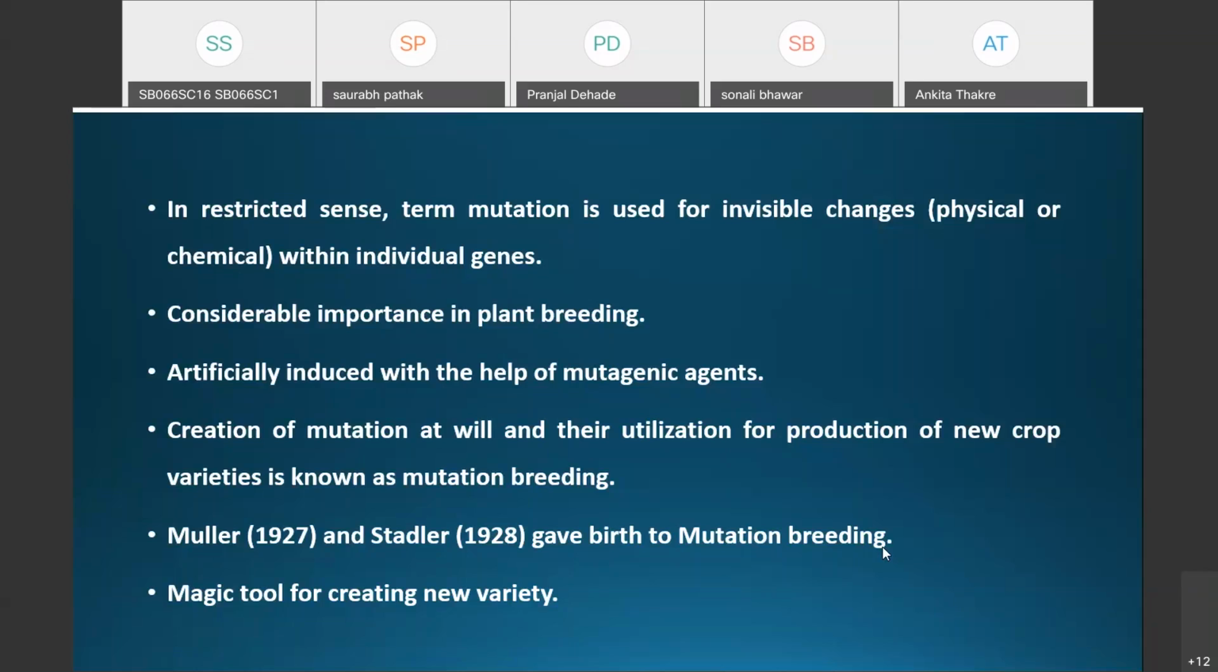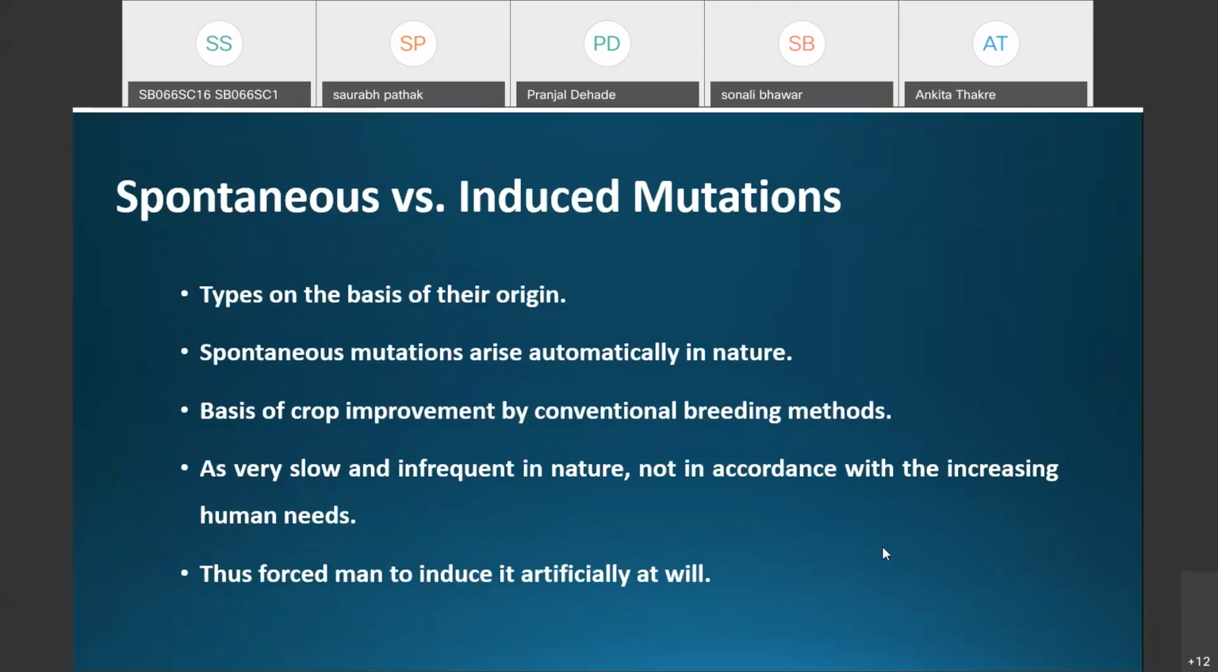That is about the term mutation and mutation breeding. Just in the previous slide, I told you that there are two types of mutations: the spontaneous mutations and the induced mutations.